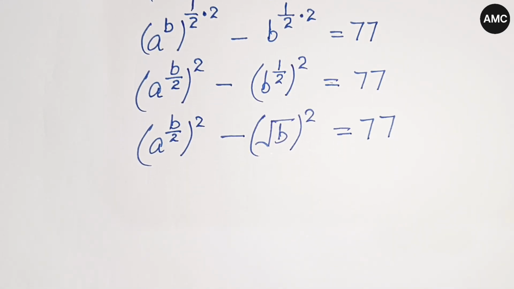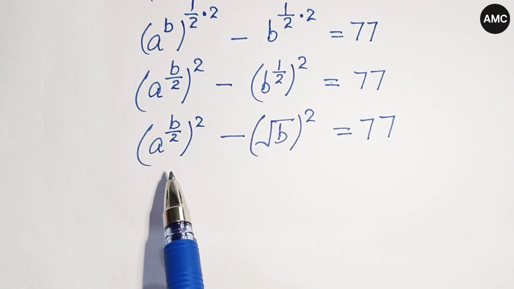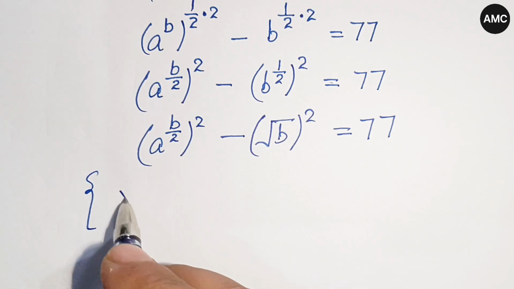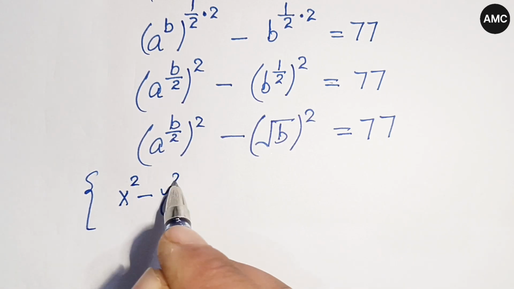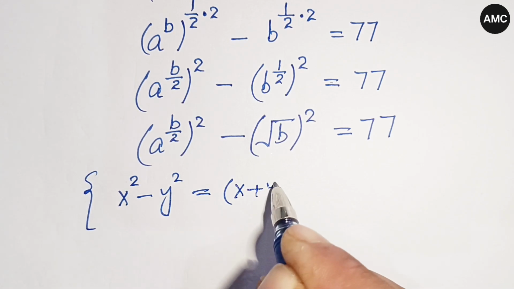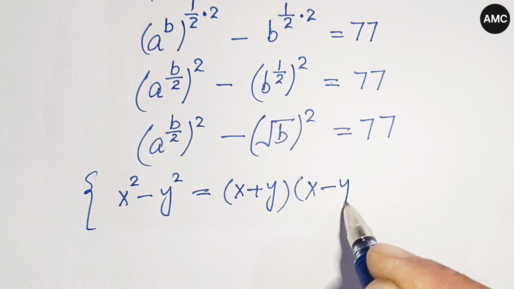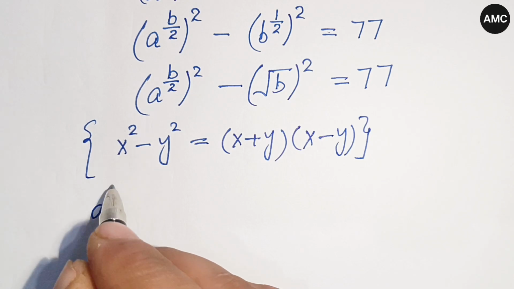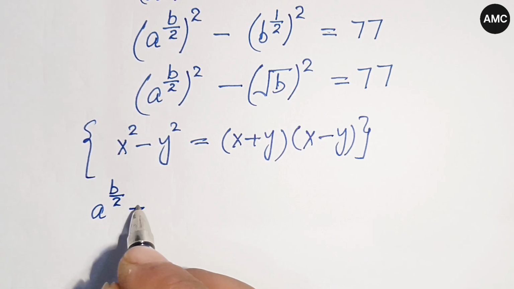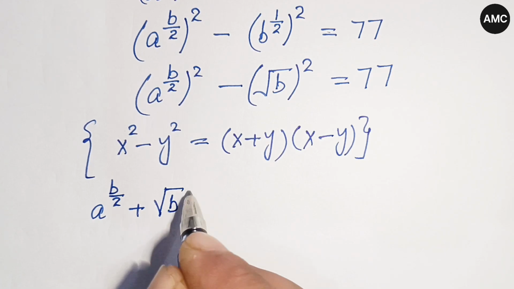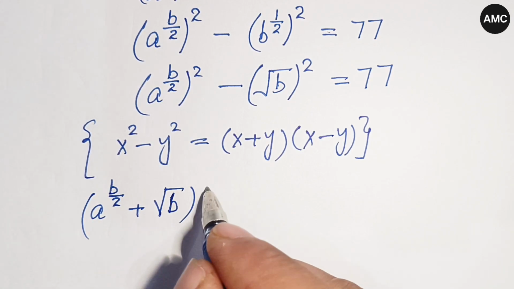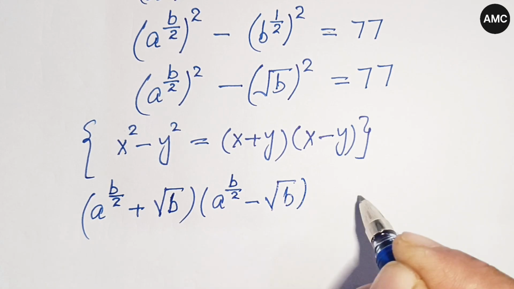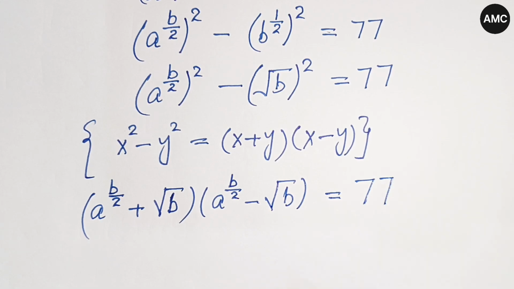Now as we see here we have a perfect square. According to the algebraic identity, it is a squared minus b squared, that we just write x squared minus y squared is equal to x plus y times x minus y. So applying this formula here, we will get a to the power b over 2 plus square root of b times a to the power b over 2 minus square root of b is equal to 77.